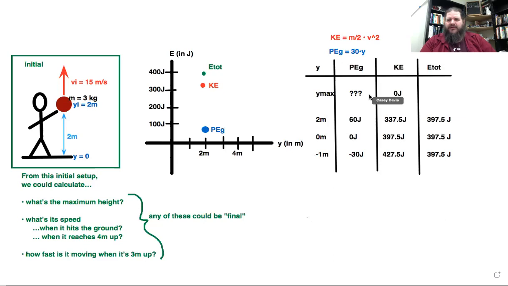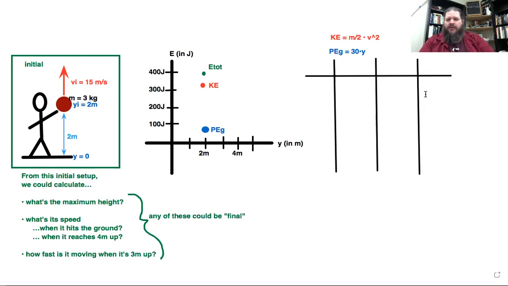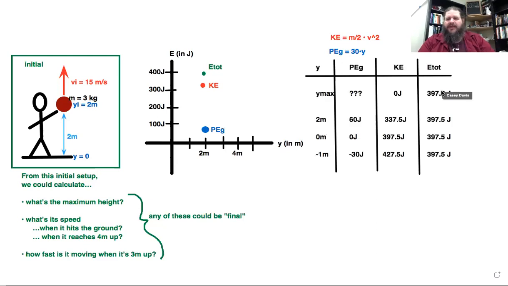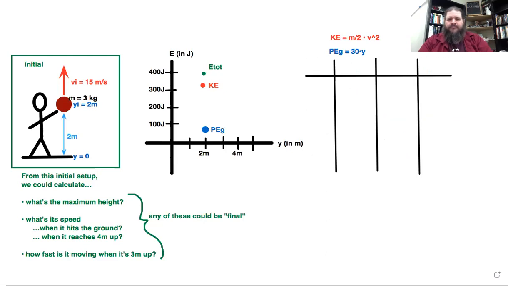You could also think of these as sort of oppositely related. As one of them increases, the other one decreases. So to get the highest potential energy, we need the lowest kinetic energy. And kinetic energy cannot be negative because of the squared velocity there. So 0 joules is the lowest possible kinetic energy. E total is still the same, 397.5 joules. So at that location, what does potential energy have to equal? Yeah, that's got to equal the total energy, 397.5 joules.